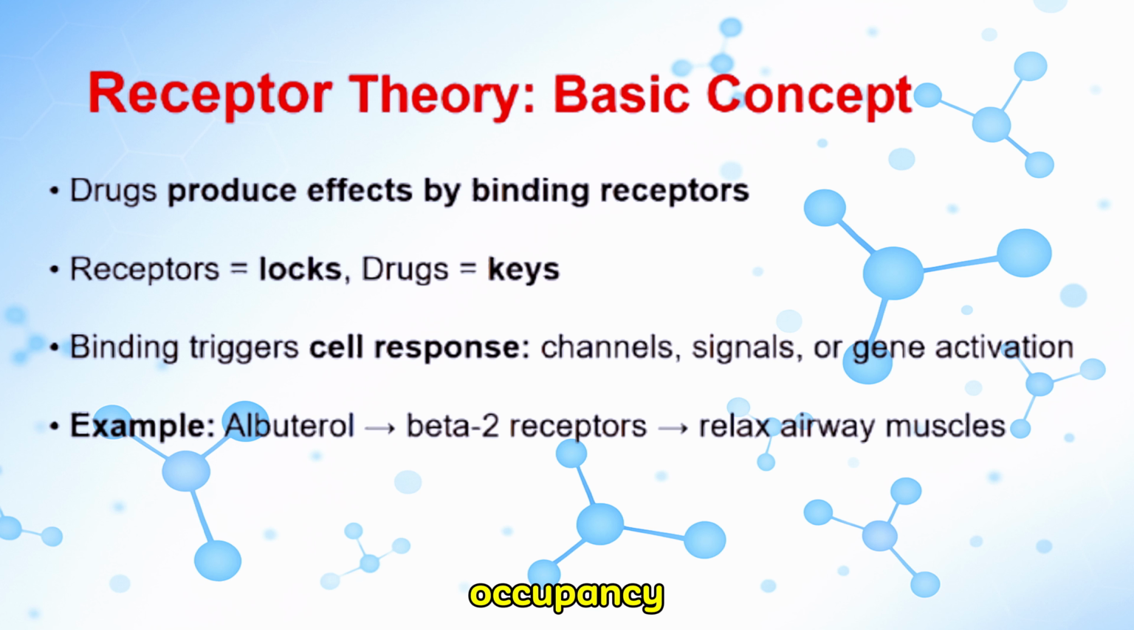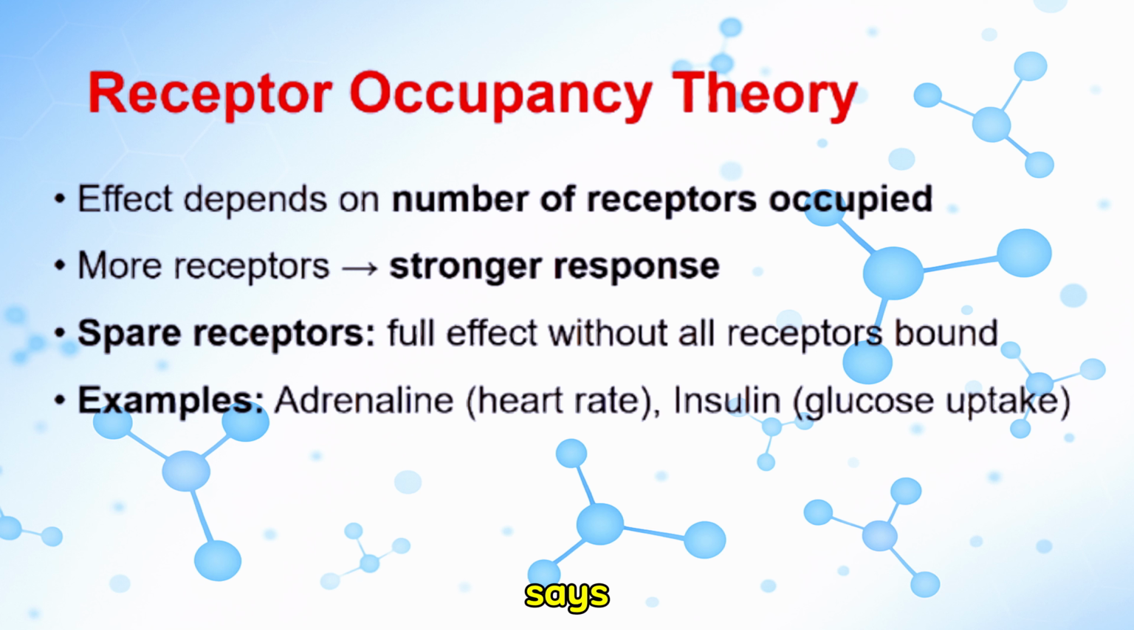Receptor occupancy theory. This classical theory says the strength of a drug's effect depends on how many receptors it binds to. If only a few receptors are occupied, the response will be small. As more receptors are occupied, the response becomes stronger until a maximum effect is reached. Example, adrenaline works this way. At low doses it slightly increases heart rate. At higher doses it binds more receptors, leading to a stronger response like rapid heartbeat and high blood pressure.